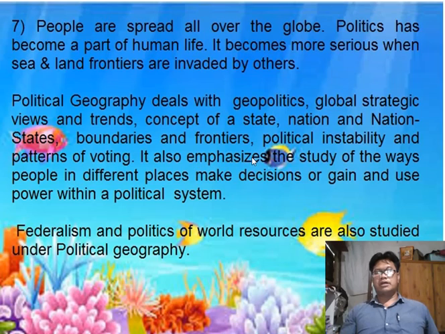It also emphasizes the study of the ways people in different places make decisions or gain or use power within a political system. Federalism and politics of war resources are also studied under this political geography.